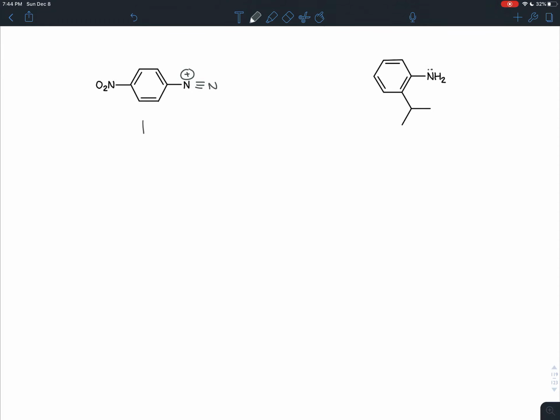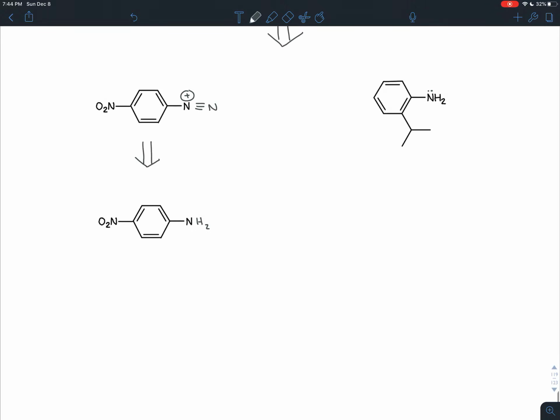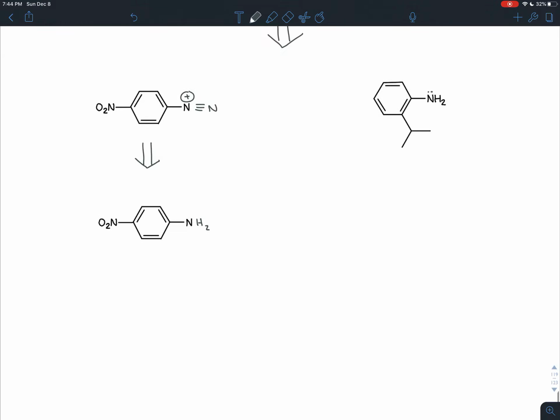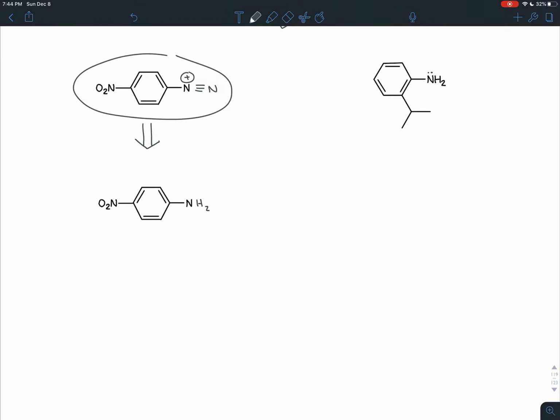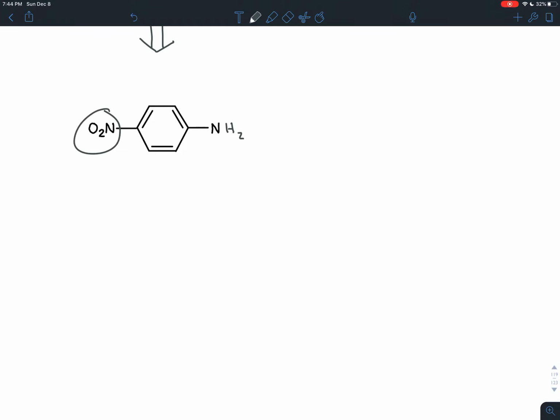Okay, so how could I make this diazonium ion if I had a primary amine. That's how we know how to make diazonium ions. Now we'll worry about the specific recipes in a second. I just want to work backwards and see where we'll get. So we know that if we have a primary amine, we can make a diazonium ion out of it. Now this primary amine has two groups on it. It has a nitro group and it has an amine.